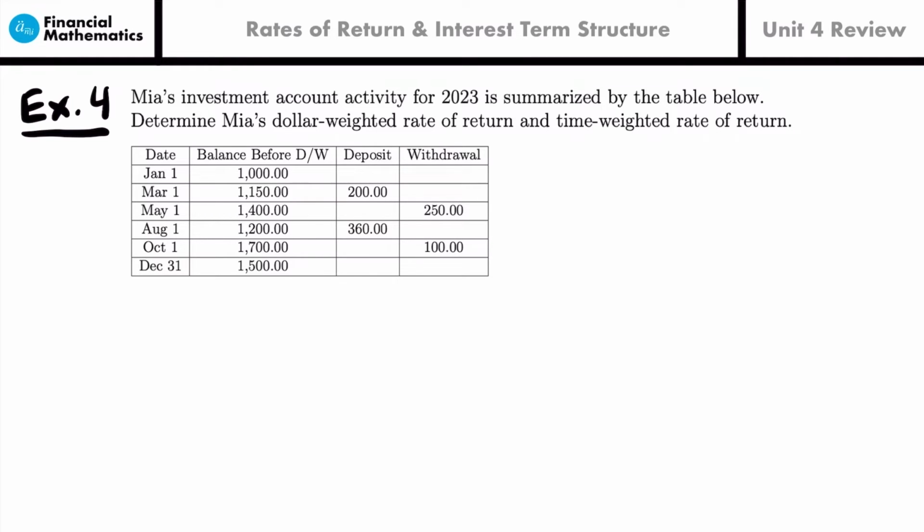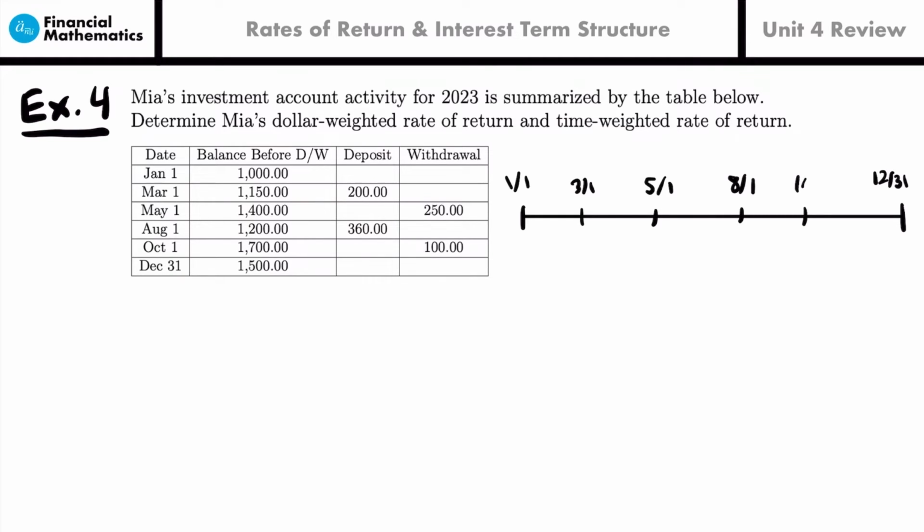So what I always recommend you do for a problem like this where you're calculating a dollar-weighted rate of return or a time-weighted rate of return, in this case we're doing both, so this is really going to be helpful, and that is to draw the timeline. So here's my timeline. This right here will be the beginning of the year, which is January 1st, and this right here will be the end of the year, which is December 31st. Then in between there, we have 4 dates to account for. We have March 1st, May 1st, August 1st, and October 1st.